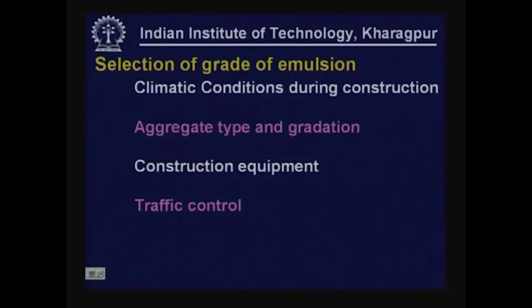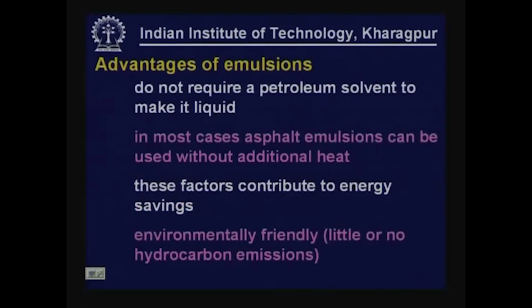So, the selection of a grade of emulsion will be dependent on climatic conditions during construction, aggregate type and gradation, construction equipment to be used, and the traffic control methods or flexibility that is available at a given location.